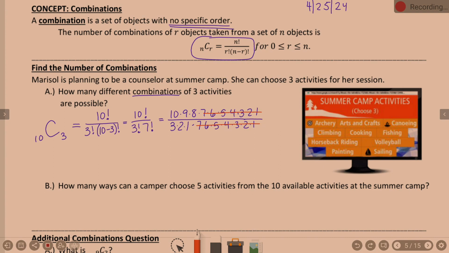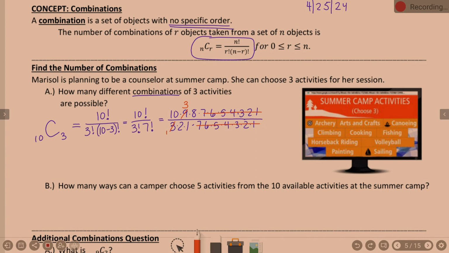3, 2, 1. Okay, now, we could leave it as is and just do 10 times 9 times 8 divided by 3 times 2 times 1. That's not bad. But what about 3? Does anything on top divide by 3? 9. So go back to your reducing skills, canceling skills. 3 divided by 3 becomes 1. 9 divided by 3 could become a 3. So you can replace the 9 on top with a 3.